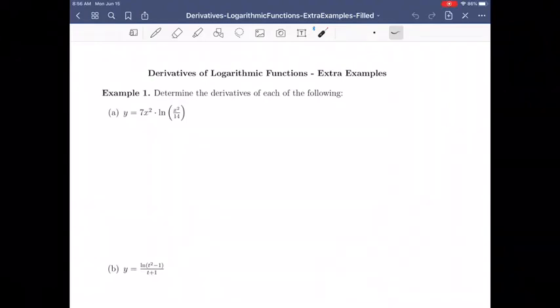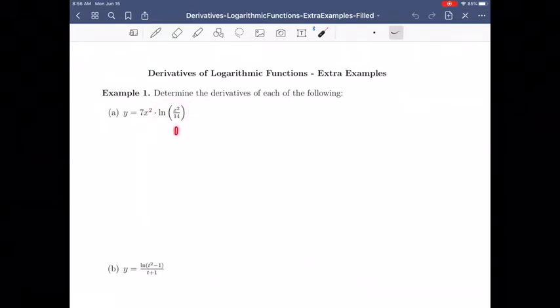In this video, we're going to do some extra examples involving log functions. So the first one here is 7x squared times ln of x squared over 14. For this one, we're going to want to use the product rule because I have a function of x's multiplied by a function of x's.